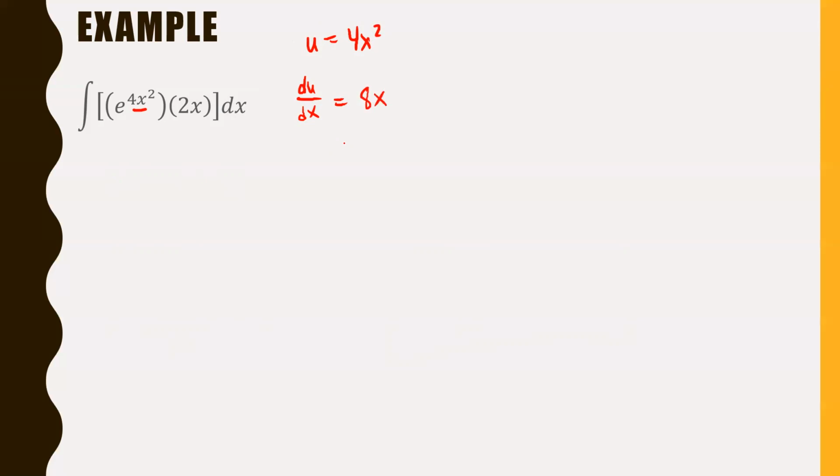We want to get dx all by itself, so let's multiply by dx, and then, of course, divide by 8x. This is going to give me du divided by 8x equals dx. We now have our differential that we can change out here, so we should be good to go. This is now the integral. Instead of e to the power of 4x squared, it's just going to be e to the power of u multiplied by 2x. Maybe I'll put that in its own brackets there too, just for good measure. e to the power u times 2x.